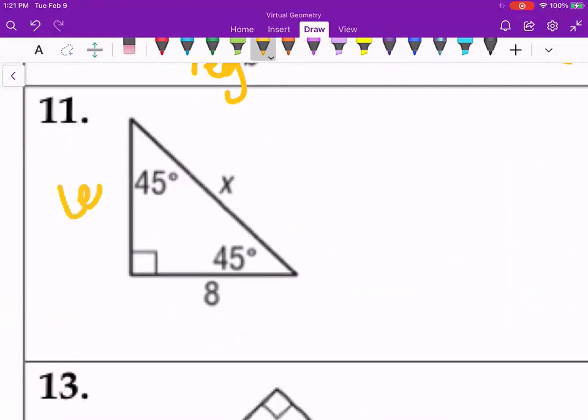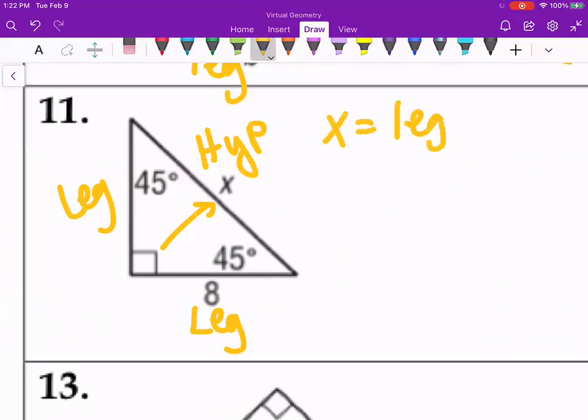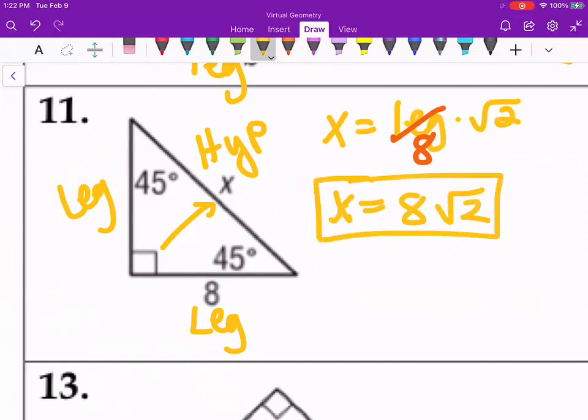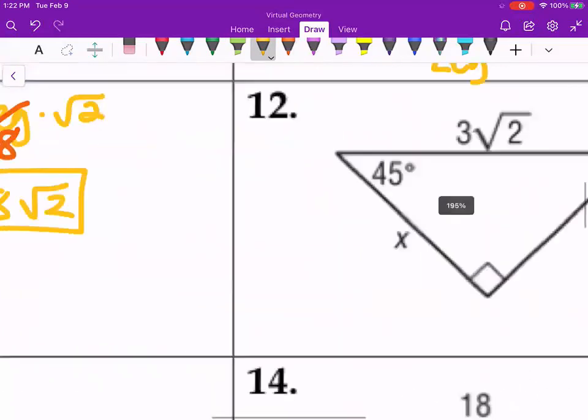Again, we have our legs. They're always across from the 45s for this kind of triangle. You have the hypotenuse. So my x is equal to the leg times square root 2. My leg this time is an 8. So x is 8 times square root 2, and it's done, because it is already in simplified radical form.